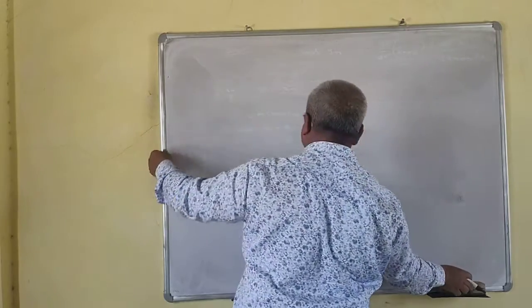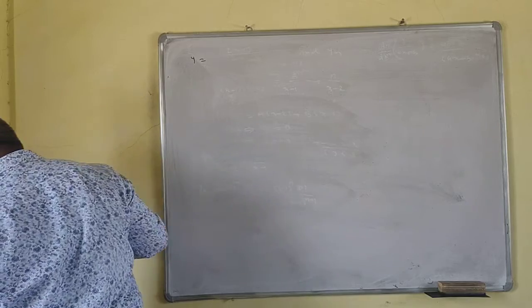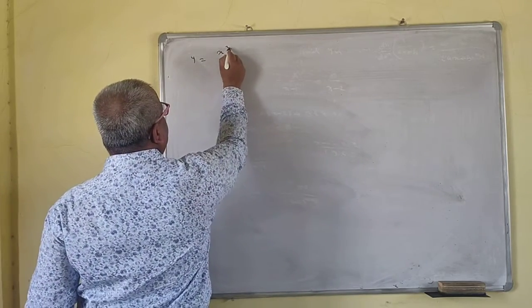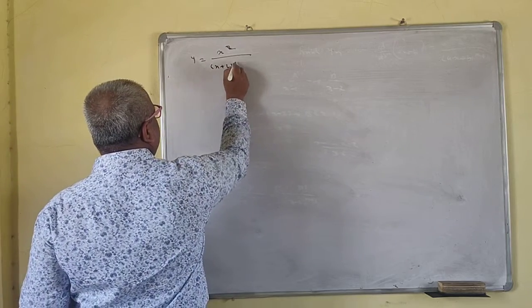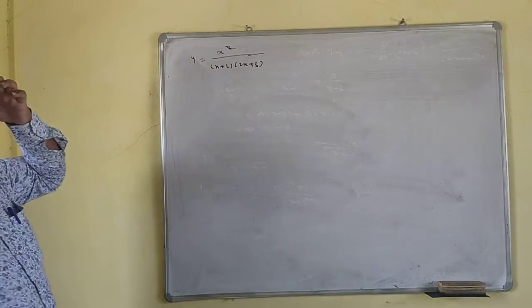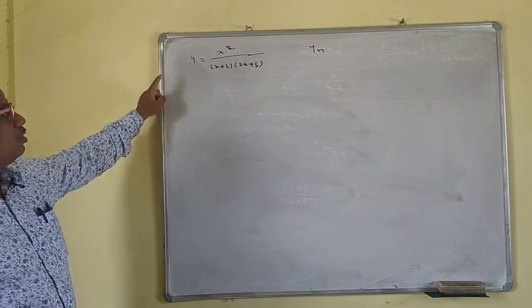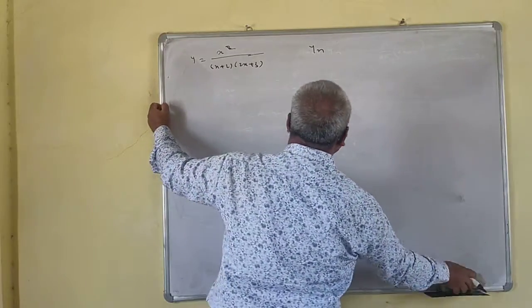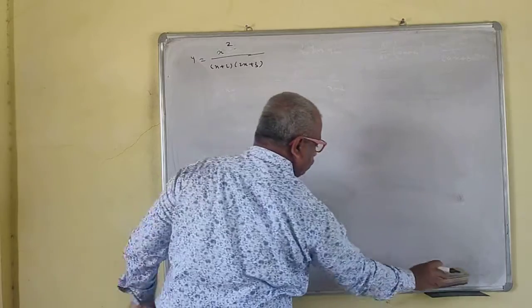Now suppose y is equal to x square upon (x plus 2) into (2x plus 3). The problem is: find y. So your y is this, x square.